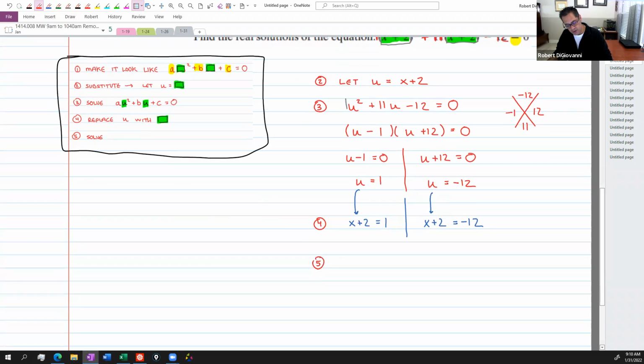And those are just little linear equations, right? Those should be easy for us to solve. Just isolate the x. So subtract 2, subtract 2. So we get x is equal to -1, and x is equal to -12 take away 2 is -14. So those should be our two solutions.